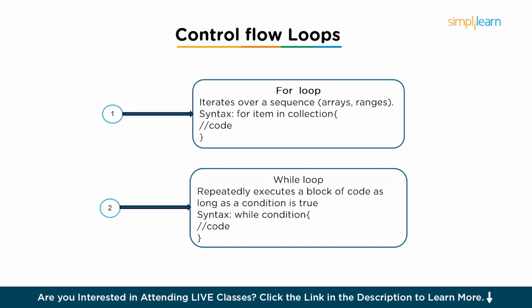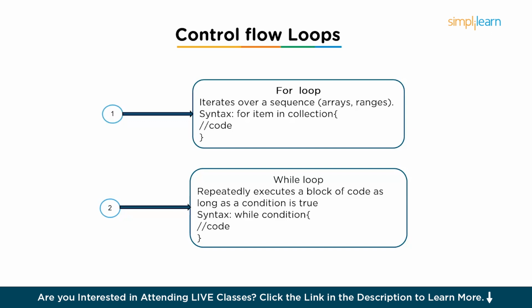So for looping, there is for loop and while loop. The for loop is used to iterate over a sequence, such as the elements in an array or a range of numbers. It executes a block of code once for each item in the sequence. The syntax involves specifying the item variable, the collection you want it to iterate over, and the code you want to execute for each item. For example, you could use a for loop to iterate over an array of names and print each name, or iterate over a range of numbers and calculate their squares.